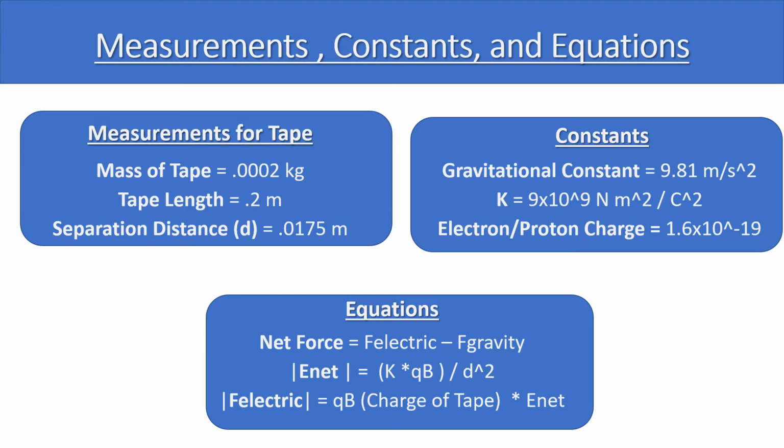Some useful equations include the net force, which is equal to the electric force minus the gravitational force. The electric field can be calculated by multiplying the electric constant times the charge divided by the separation distance between the two interacting particles. And last, our electric force can be calculated by multiplying the charge of the tape times the electric field that we previously calculated.